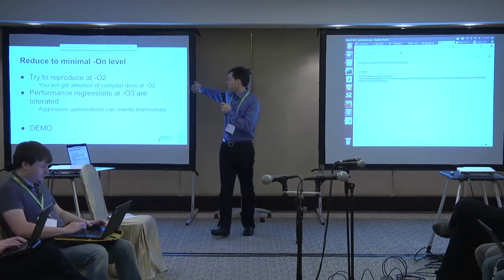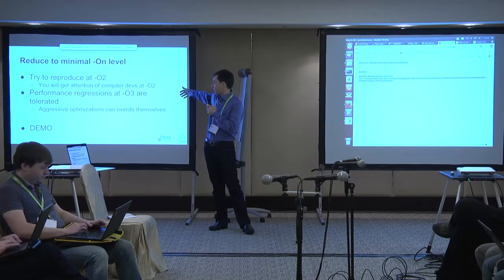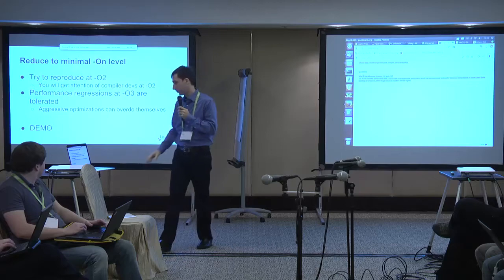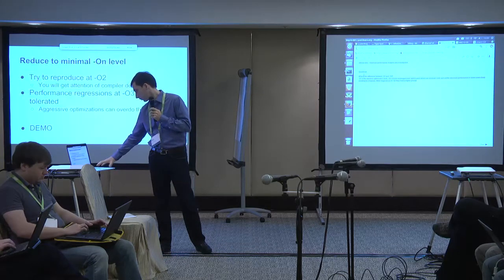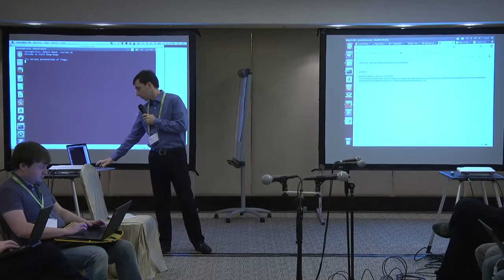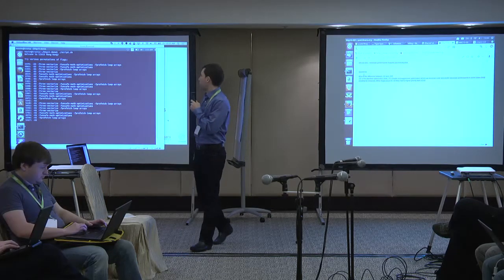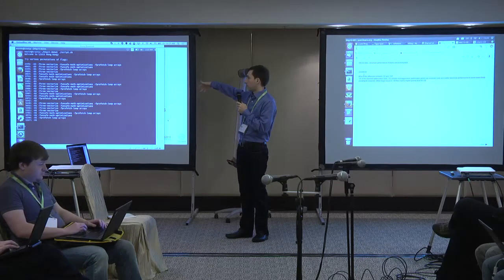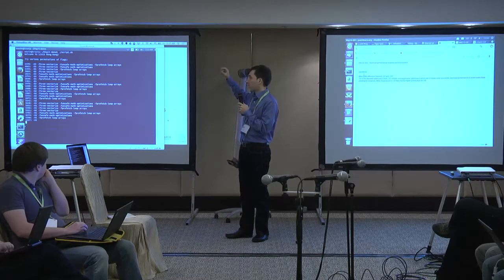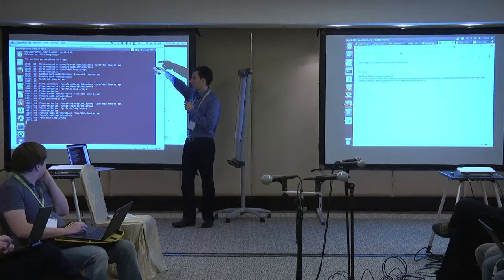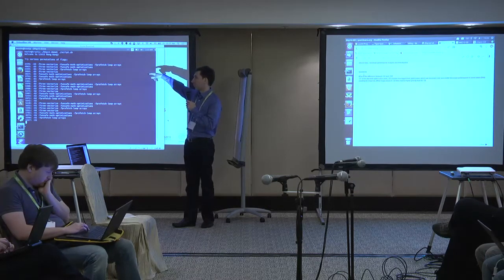Yeah, so performance regressions at -O3 are tolerated because sometimes they can be too aggressive. So right now, we can go and try to compile our benchmark at the various optimization levels and with various permutations of the input flags.